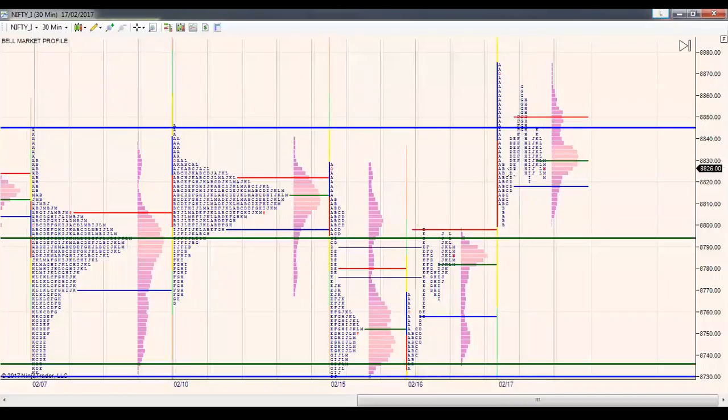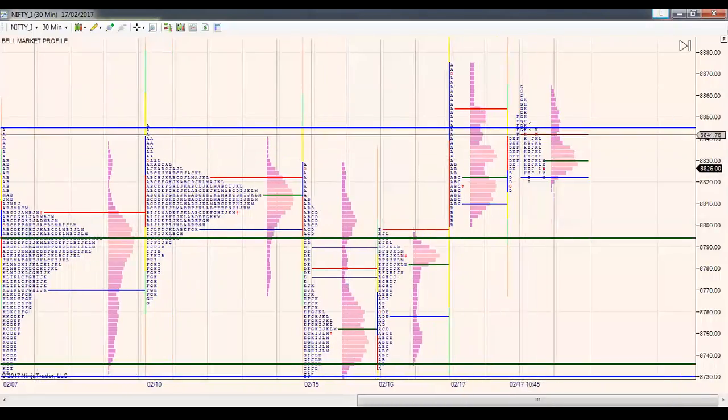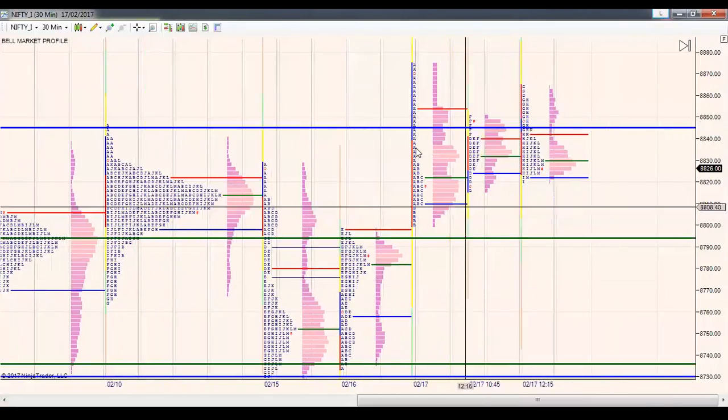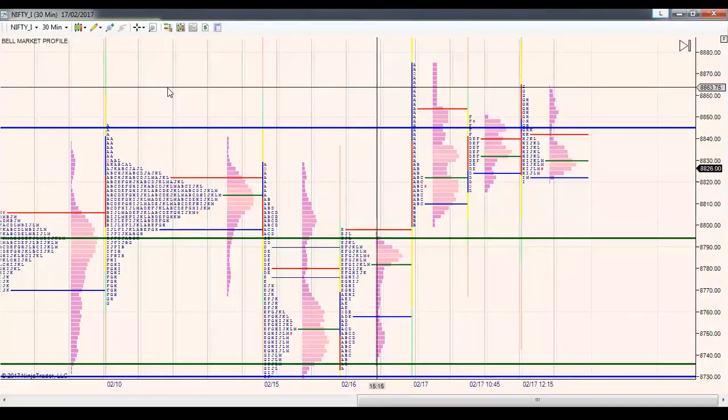Oh, sorry, let me just split it. Yes, and again let me split here. Yes, so these are the two b shapes I was talking about. This was the morning one, and this happened late in the day. So these were two b-shaped profiles.